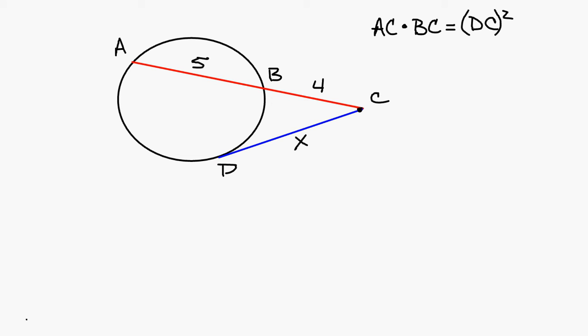So segment AC is 5 plus 4, which is 9, times the outside piece, BC, which is 4, is equal to the tangent piece squared, so x squared. So 36 equals x squared. And if you square root each side, then 6 equals x.